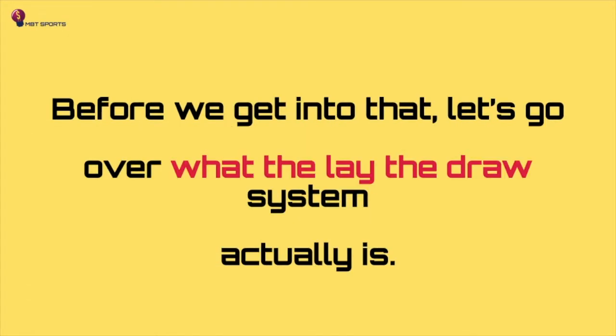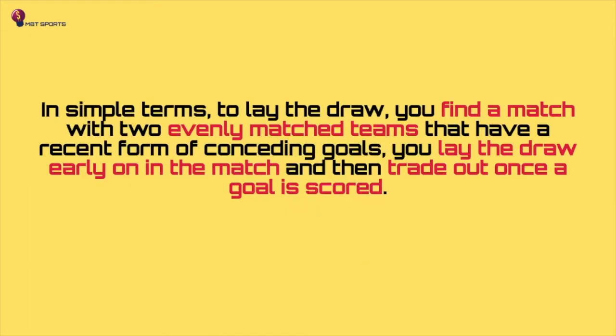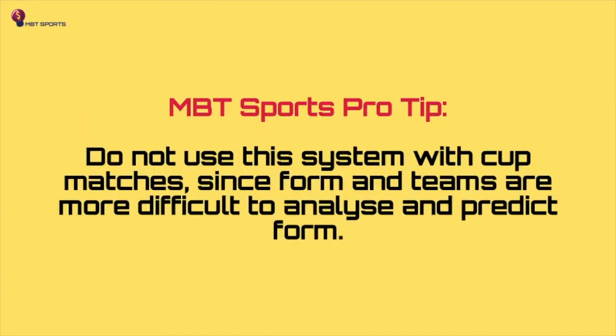Before we get into that, let's go over what the lay the draw system actually is. In simple terms, to lay the draw, you find a match with two evenly matched teams that have a recent form of conceding goals. You lay the draw early on in the match and then trade out once a goal is scored. MBT Sports Pro Tip: do not use this system with cup matches, since form and teams are more difficult to analyze and predict form.